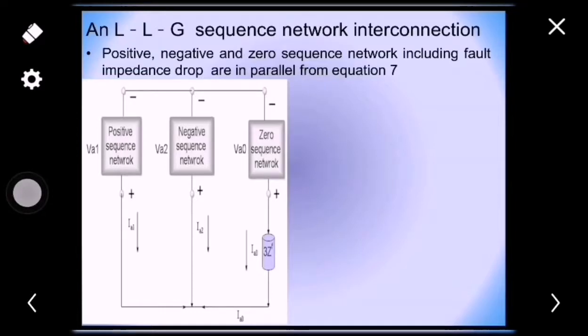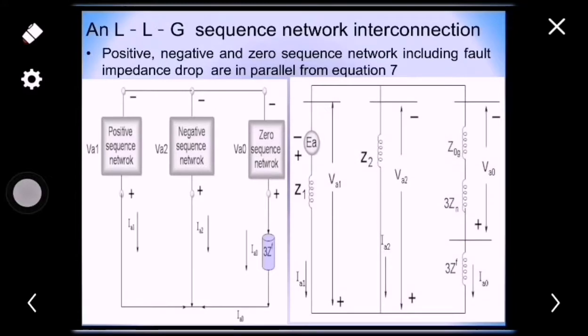Now the same connection can be represented by an equivalent circuit interconnection. The positive sequence network will have a source and Z1, while the negative sequence and zero sequence networks do not have any source. The zero sequence network will definitely have the 3Zn term, and this is the interconnection. Now we can easily derive IA1, IA2 and IA0 from this diagram itself without any mathematical chunks.